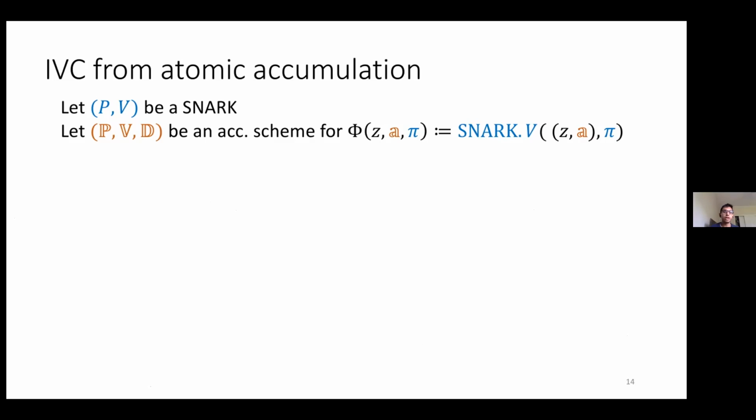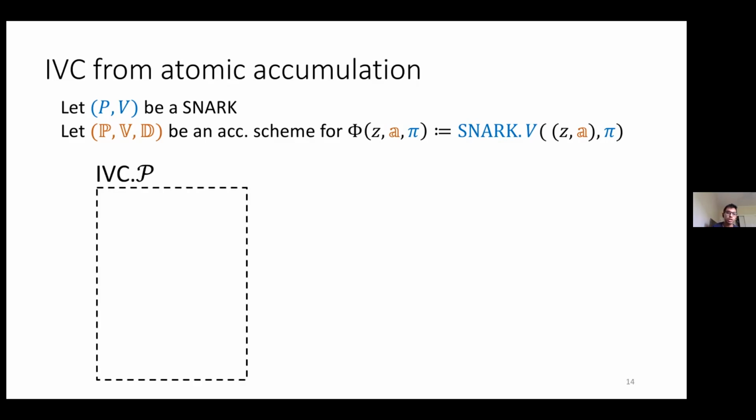Okay, so how do we get this IVC construction? There are two components: a SNARK, P, V. The SNARK algorithms I'll denote in blue, and the accumulation scheme algorithms in this burnt orange. So we have the SNARK, and we have an accumulation scheme, P, V, D, for the predicate, which is the SNARK verifier. So the predicate that we're accumulating is the SNARK verifier.